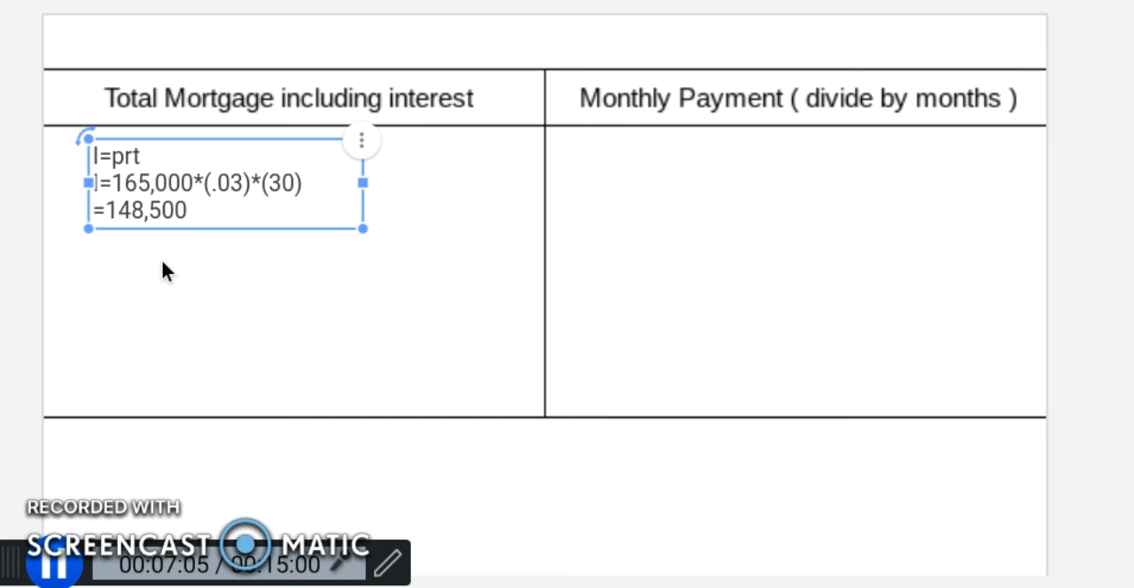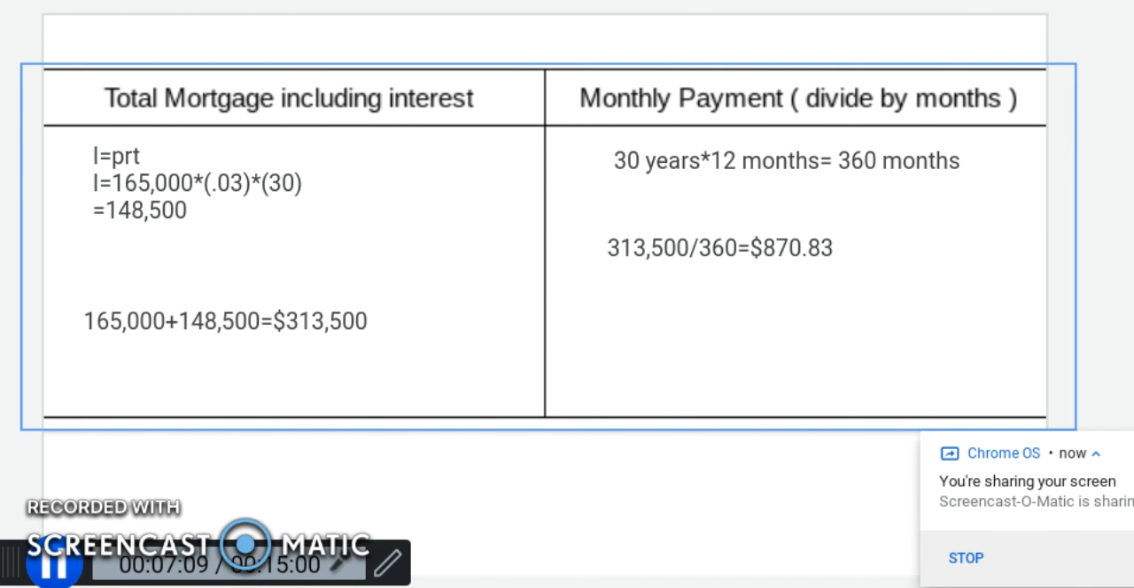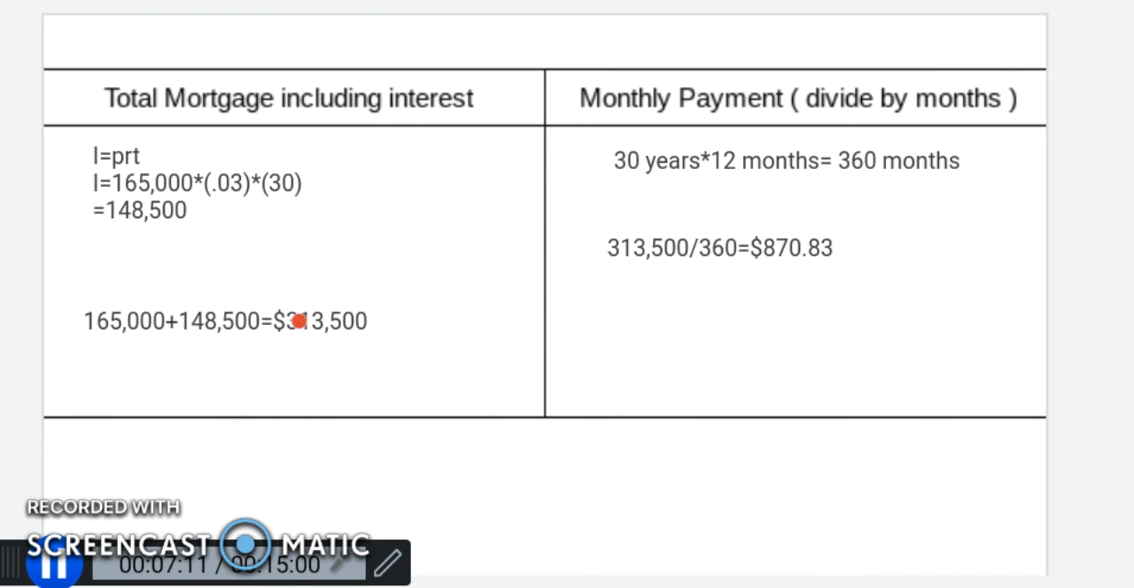Hopefully we got the same thing, a total of $313,500. And then again, we find how many months we're going to be paying for, which we already know 30 years is going to be 360. And then go ahead and divide your total by the amount of months we're going to be paying, and hopefully we got the same monthly payment of $870.83.